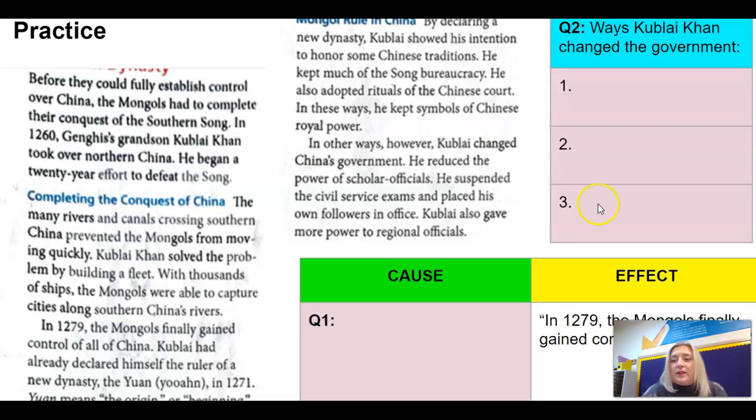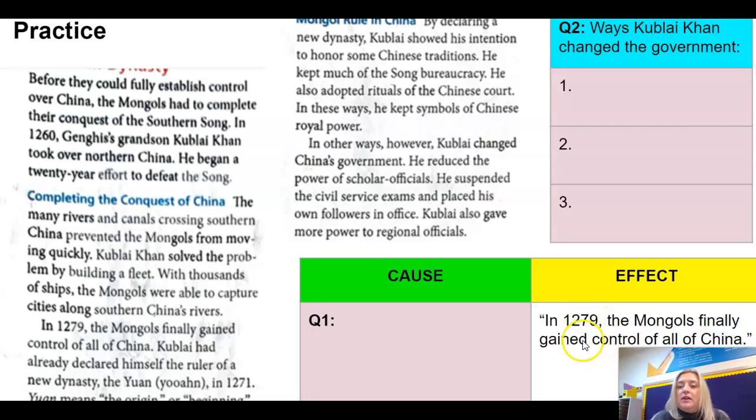So we're going to do some quick practice, and then I will set you free on your own. But again, we're working with cause and effect. As we're reading, I want you to think about these two questions. One, in 1279, the Mongols finally gained control of all of China. So what caused that to happen? Think about that as we're reading, and then after that, we're going to be able to answer that first. Two, ways Kublai Khan changed the government, and we're going to identify 3 of those.